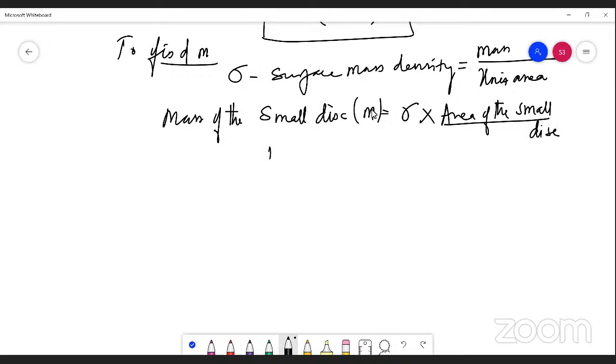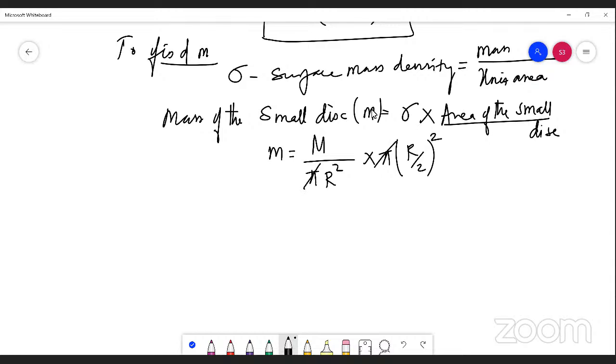So small m is equal to sigma, which is capital M divided by pi capital R square, because this is the area of the large disk. M divided by pi capital R square, this is the value of sigma, multiplied by area of the small disk. Area of the small disk is circle, so pi R square. As the radius is R by 2 for the small disk, we can write pi R by 2 the whole square. So small m is equal to M by pi R square into pi R by 2 the whole square.